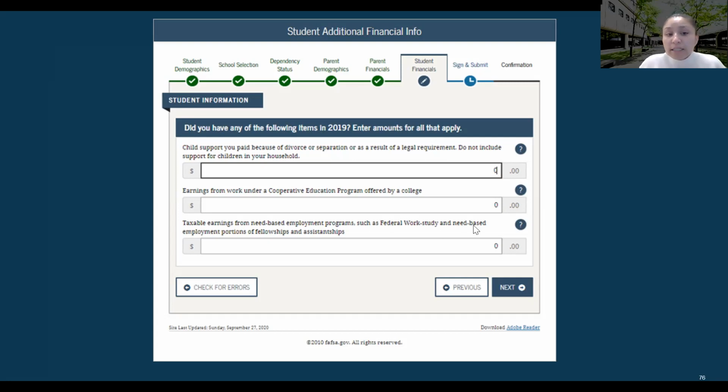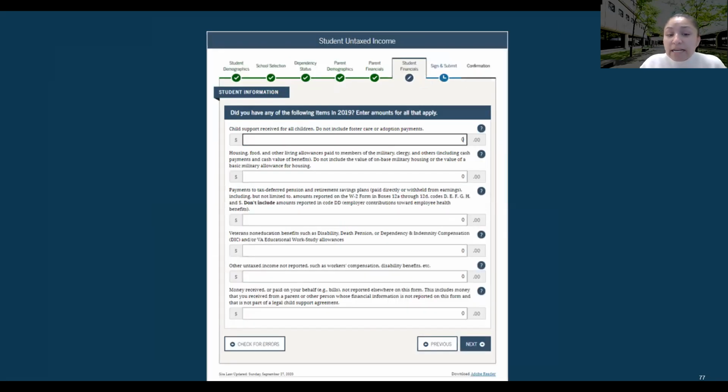The next slide is any child support you have received for children. So you want to make sure to have that amount that you have received for the whole year of 2019 and include that here. Any housing, food, and other living expenses paid by the members of the military or clergy or others, you want to make sure to include this here. So how much did they pay for the whole year of 2019? You want to make sure to include that here.